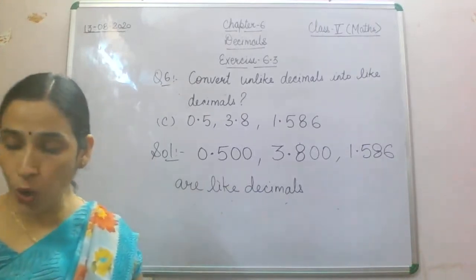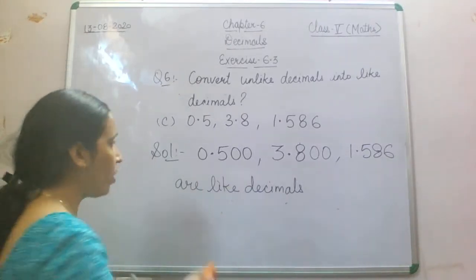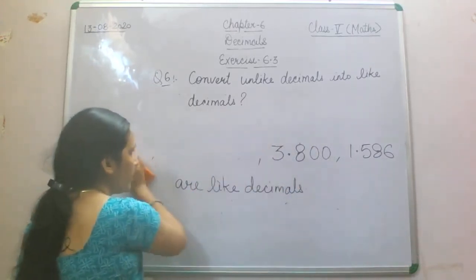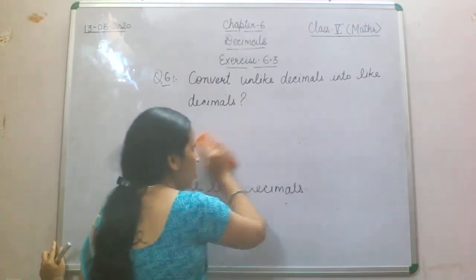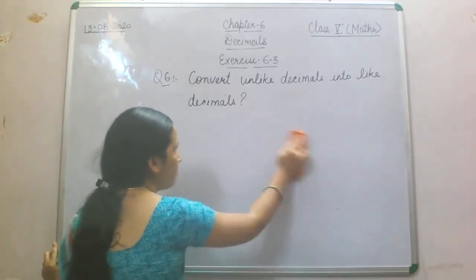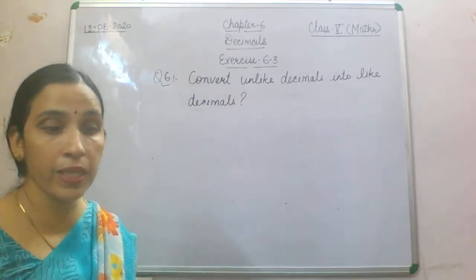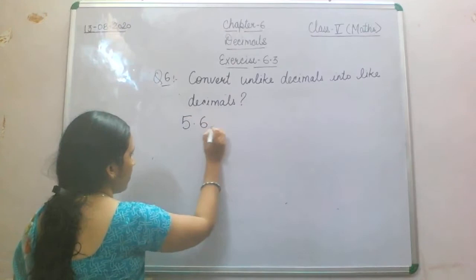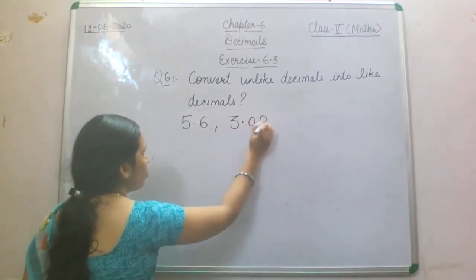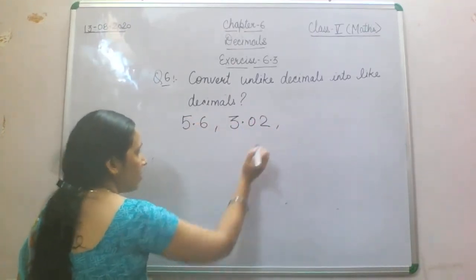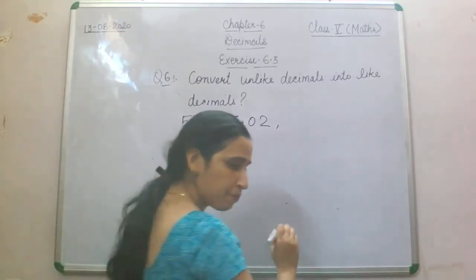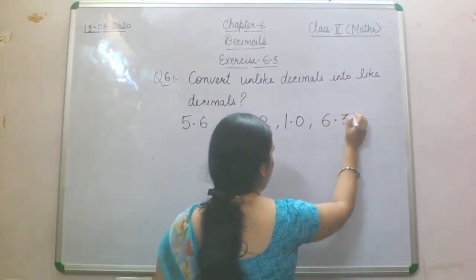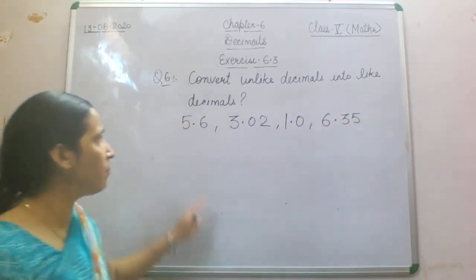So how will you convert a group of unlike decimals into like decimals? Let's see one more, the last question of this exercise 6.3. Now you have been given a group that is 5.6, 3.02 and 1.0 and 6.35. The numbers can vary.